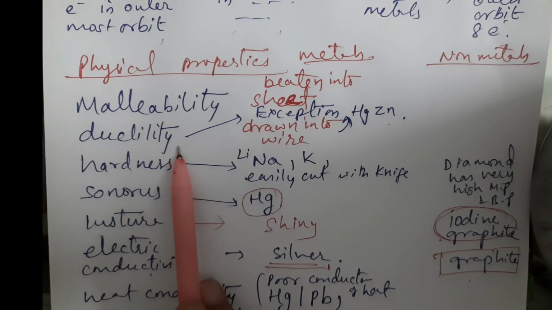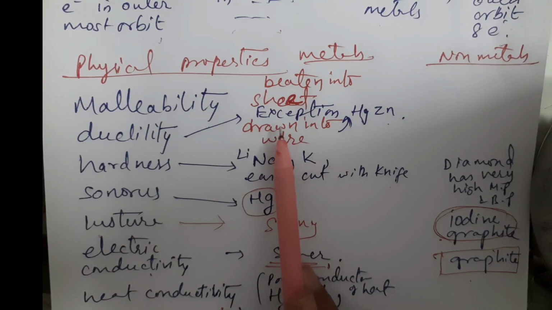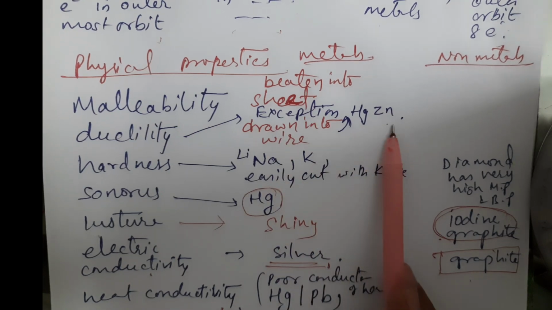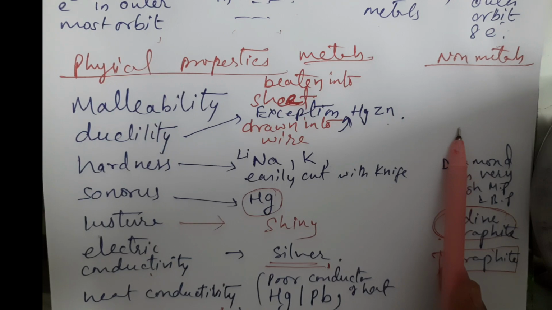Ductile, that is ductility. Metals can be drawn into wire. There are a few exceptional cases. Here the exceptions are mercury and zinc, which cannot be made into wire. Whereas the non-metals are non-ductile in nature.